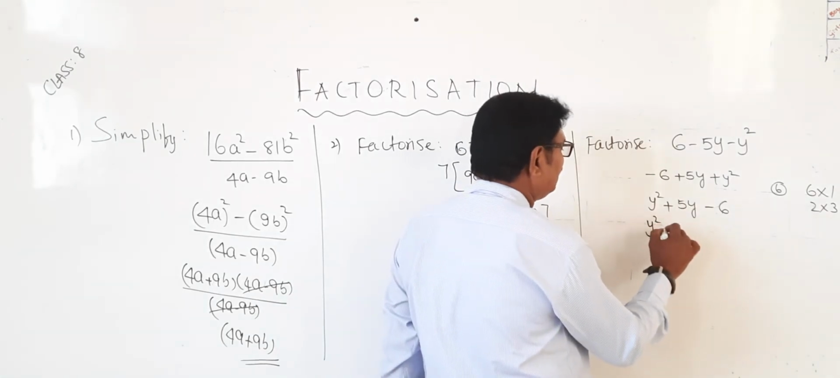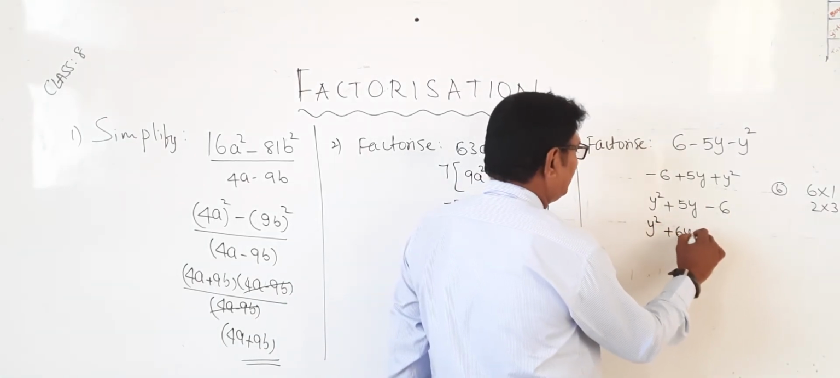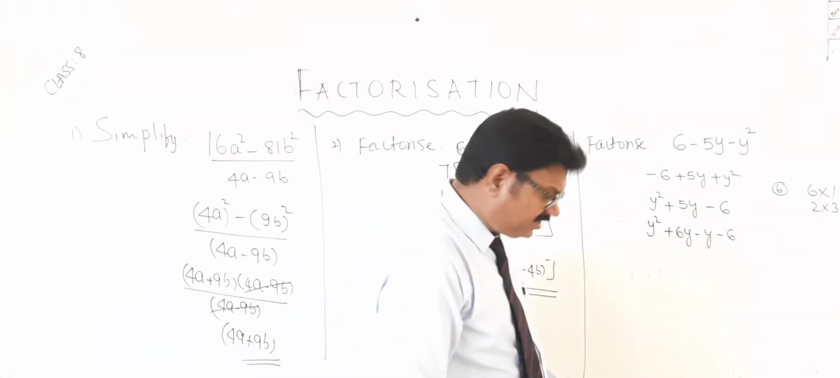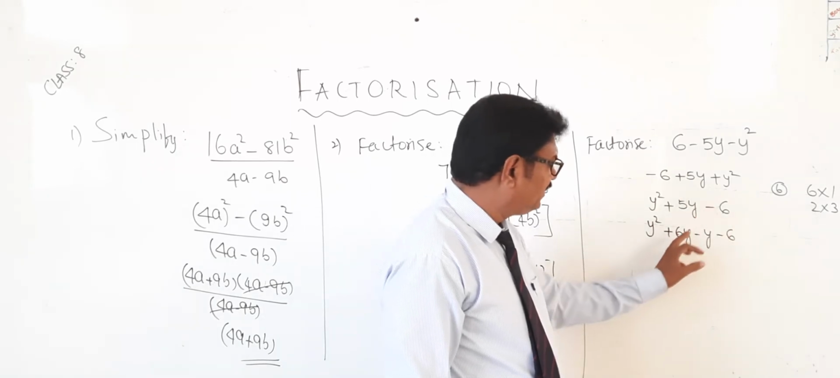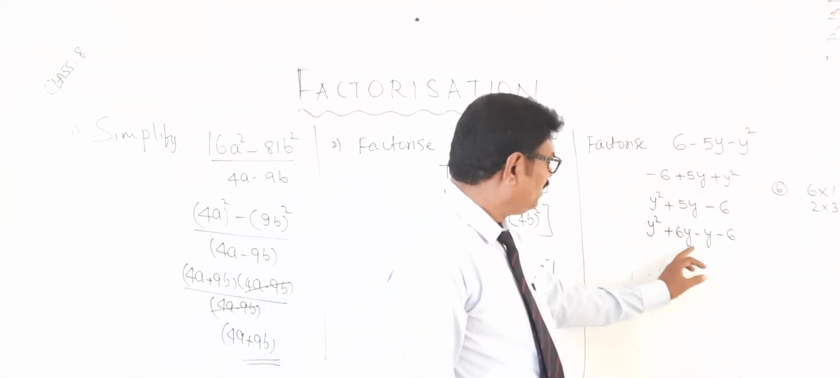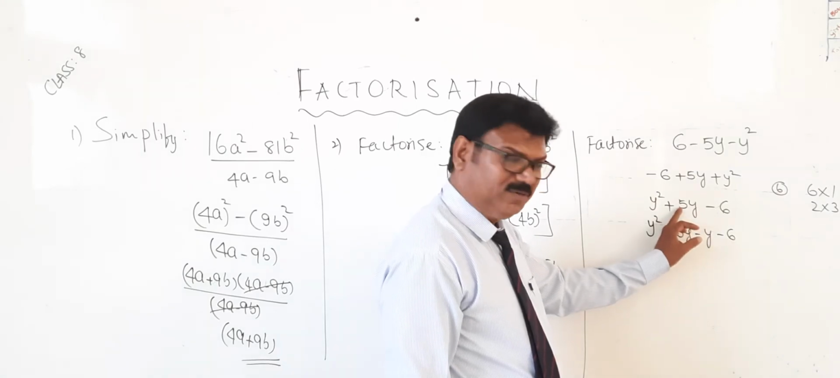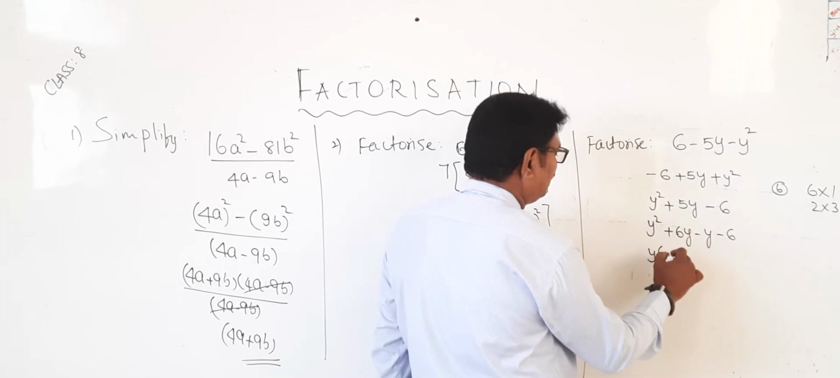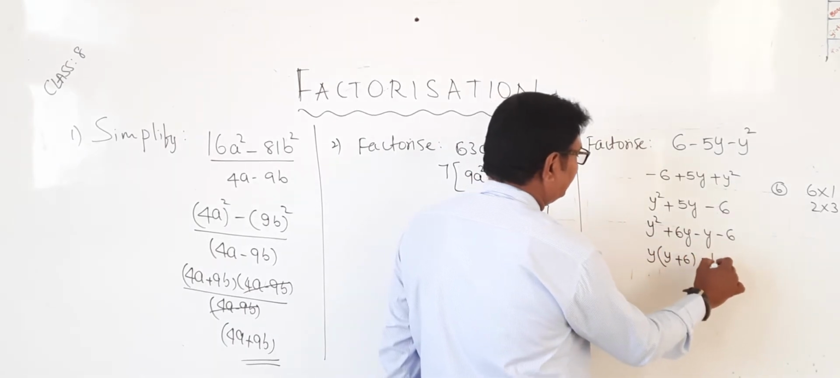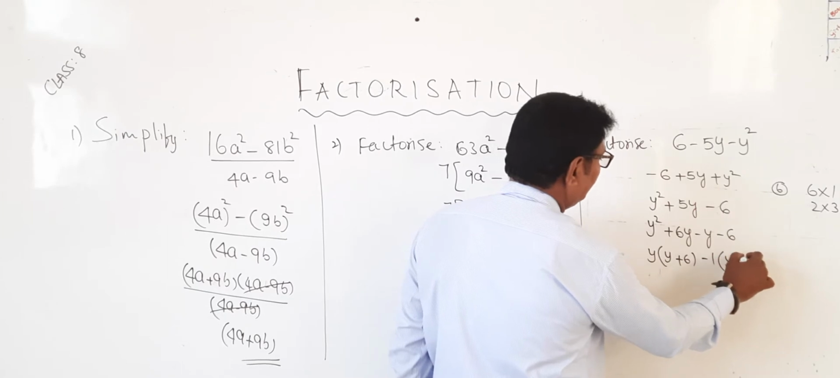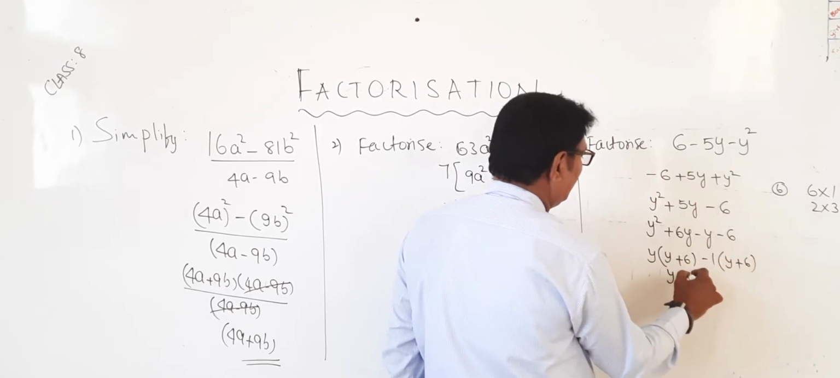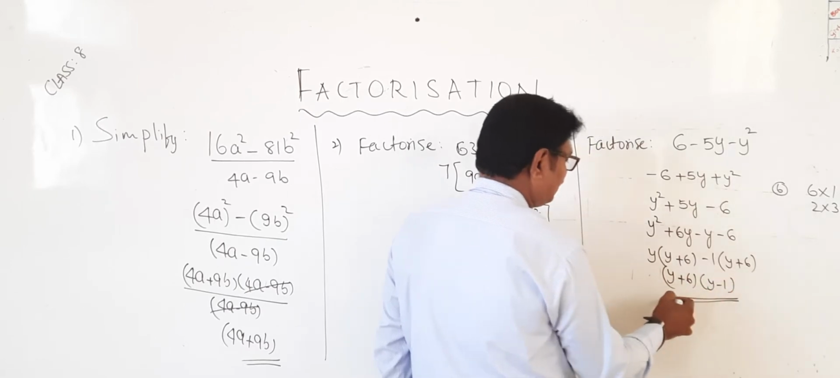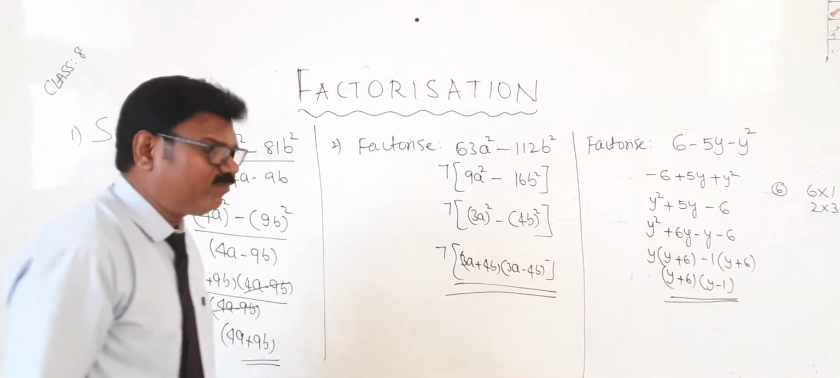We can write it like this: y square plus 6y minus y minus 6. You can verify your answer: plus into minus, 6 into 1 is 6, and plus 6y minus y is plus 5y. Again, take y as common: y into y plus 6 minus 1 into y plus 6. Therefore, y plus 6 is one factor and y minus 1 is another factor. So these are very simple examples.